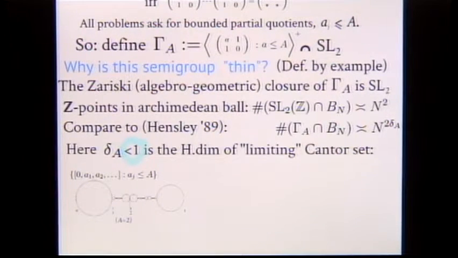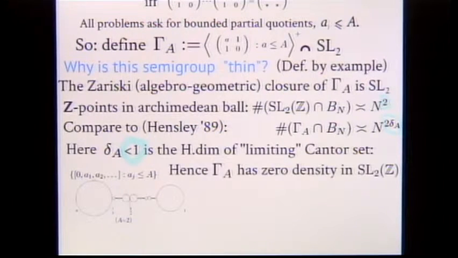And that dimension for any finite A is strictly less than 1. And what that means is, let's compare the counts. It's n to the twice delta versus n squared. So gamma has zero density, in an Archimedean sense, in the integer points of its algebraic geometric closure. Okay, so that's my definition of thin.